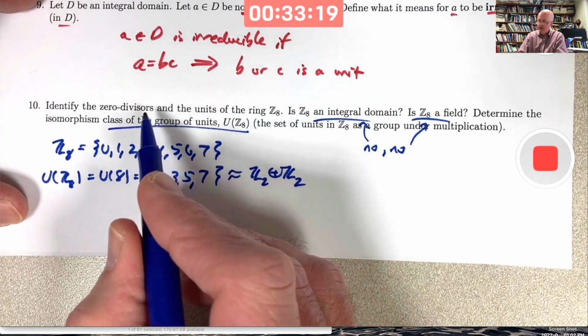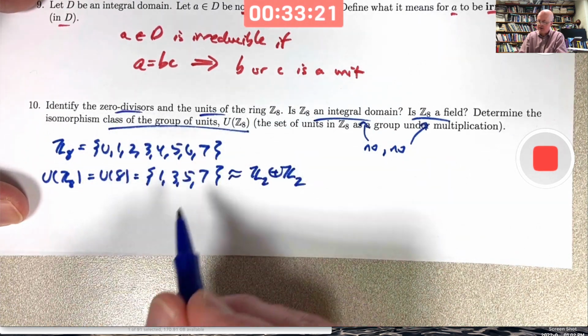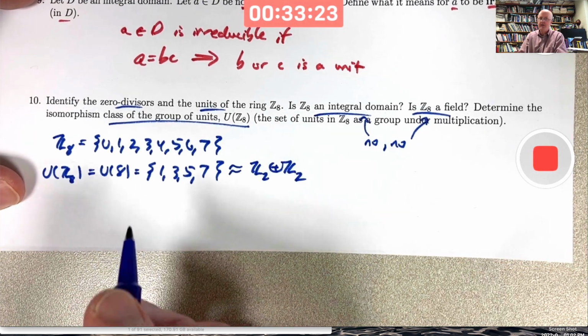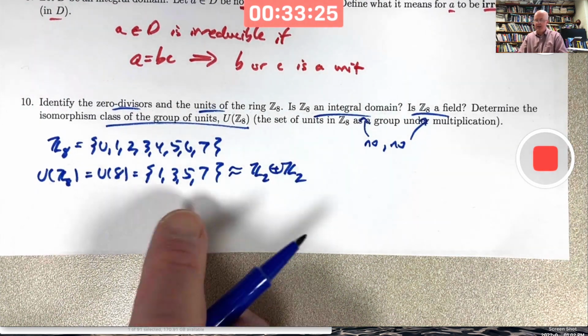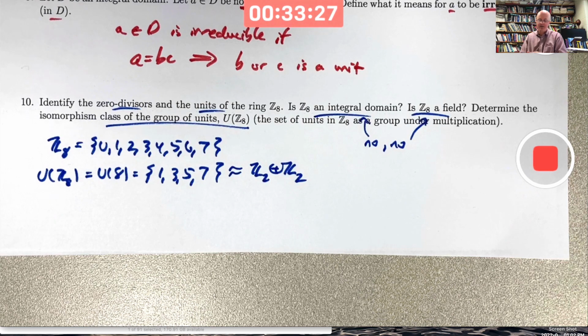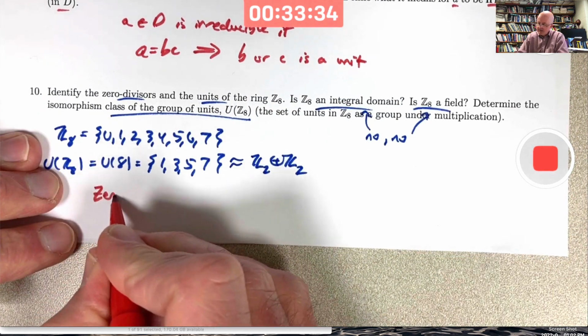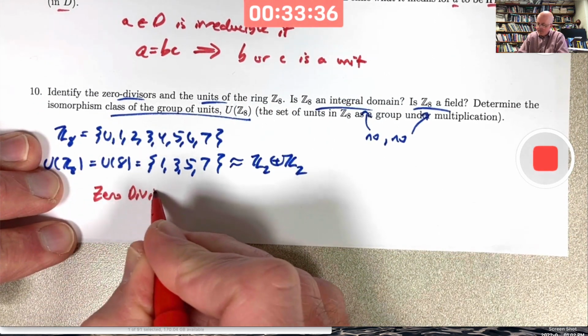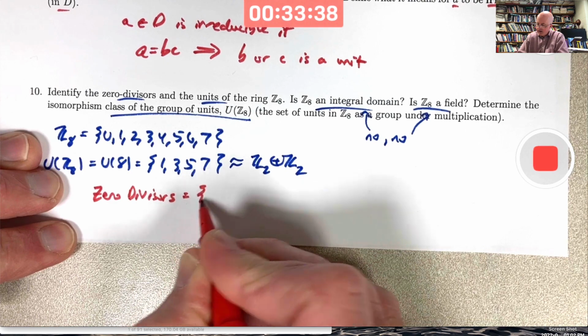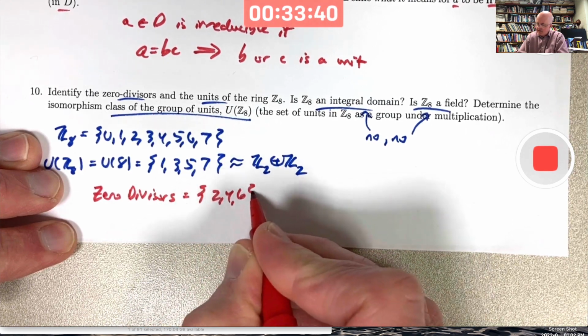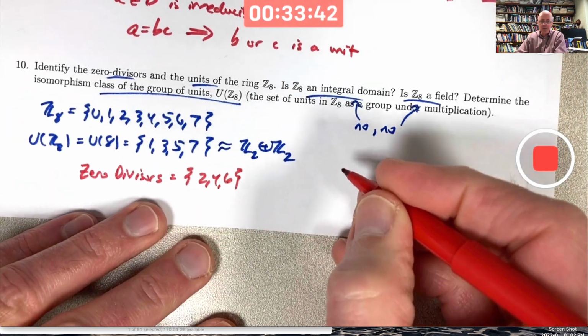All we have left to do, and we've identified the units, is find the zero divisors. The non-zero numbers not in U8 are the zero divisors. 0 can't be a zero divisor because zero divisors by definition have to be non-zero elements. So the zero divisors must be whatever's left over, 2, 4, and 6.